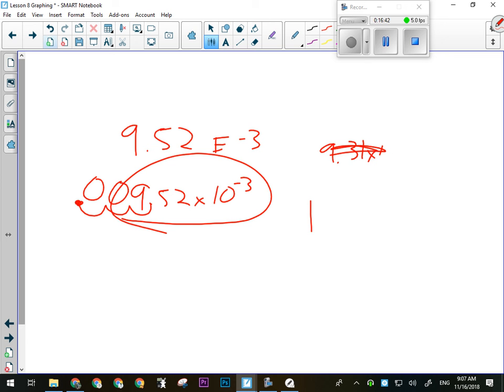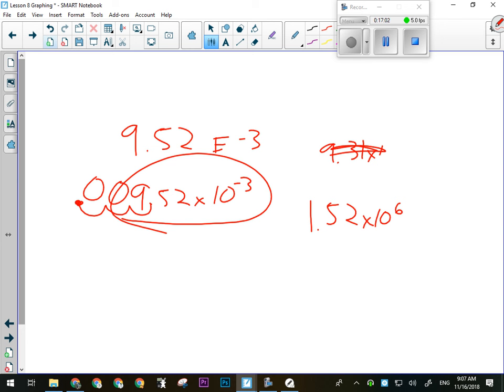If I had, let's say, this number, okay, which way do I move the decimal now? To the right. Okay, it's a positive number. 10 to the 6 is big. So I would move it 6 spots to the right, and then I would have my number. So that's what we're doing when we're doing that.